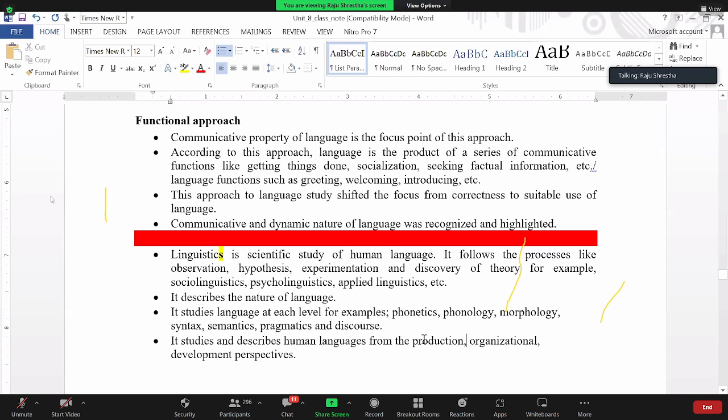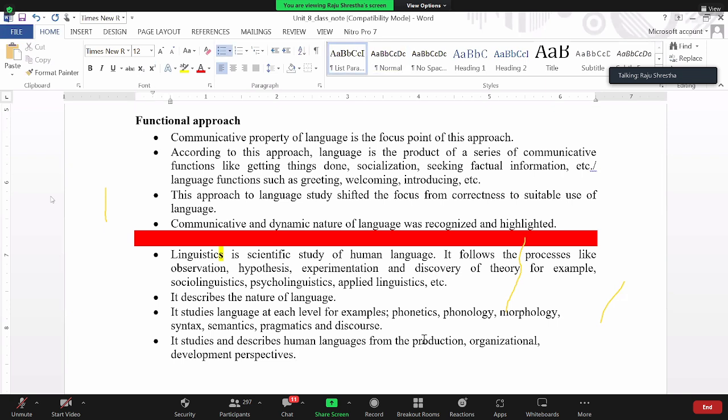बाट हेर्छ. Organizational level मा how sounds are put together, or if we put the sounds together in a logical sequence then what happens and there will be what: meaningful words, meaningful phrases, meaningful sentences will be formed. So this is the organization part. Then the development part.